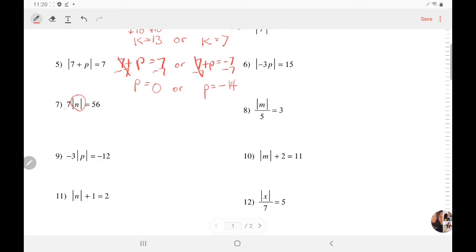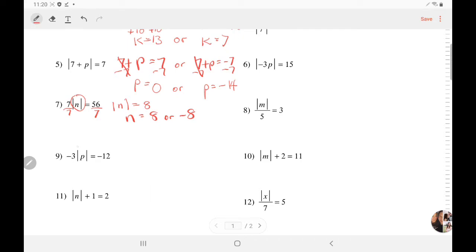In number 7, we need to isolate the absolute. So get rid of the 7 by division. Now absolute n has been isolated. And 56 over 7 is 8. Now that it is isolated, we split it into two equations. So n is either 8 or negative 8.